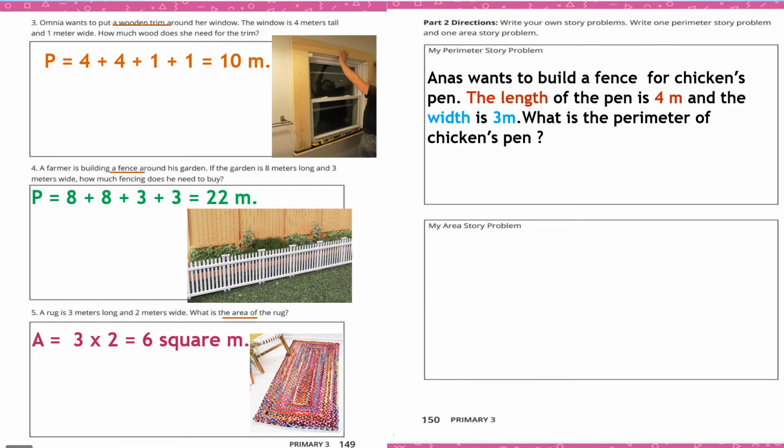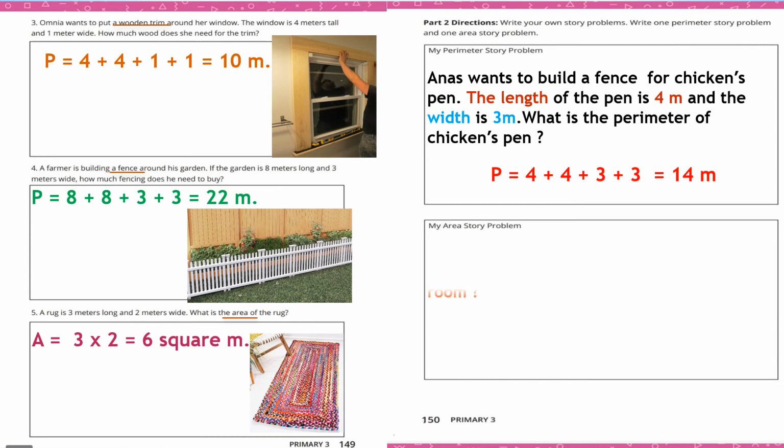So it's in the shape of, we have a long side and a short side. So his chicken's pen is in the shape of a rectangle, and the perimeter of a rectangle equals length plus width plus length plus width. 4 plus 4 plus 3 plus 3. 4 plus 4, 8. 3 plus 3, 6. 6 plus 8, 14 meters.